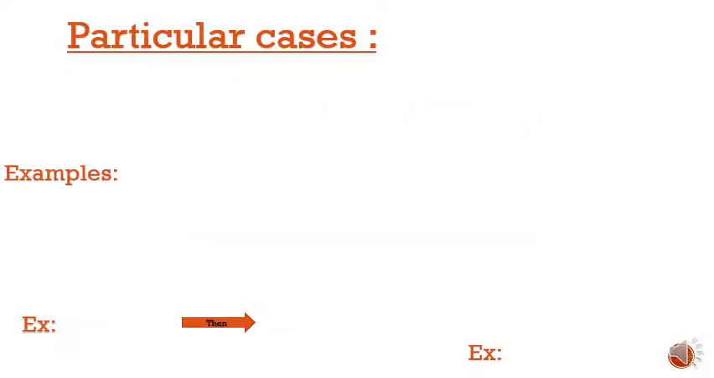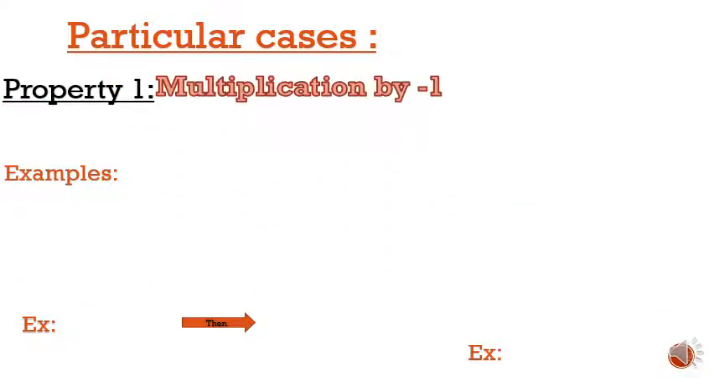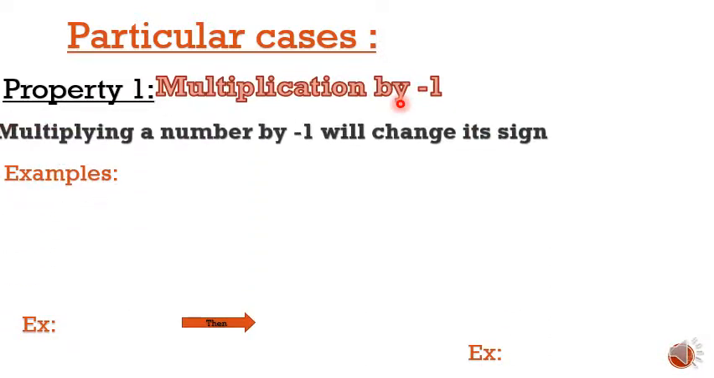In the last part of this session, we are going to talk about some particular cases. Property number 1. If you multiply any signed numbers by negative 1, the number will stay the same and we just change its sign. Example, 8.4 times negative 1. So the number will stay the same, but I'm multiplying it by negative 1. So it will change its sign, so it will be negative 8.4.